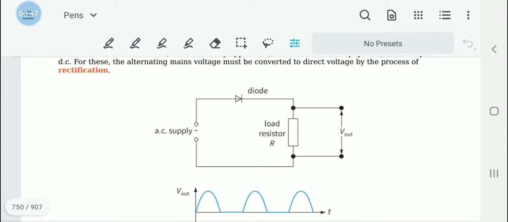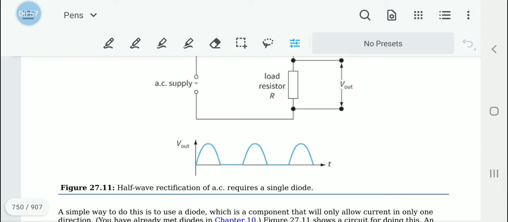Right? So here what happens is there is an AC supply which goes through a diode and a load resistor and provides a voltage out. In the voltage out, as shown here, the negative voltage has been removed.